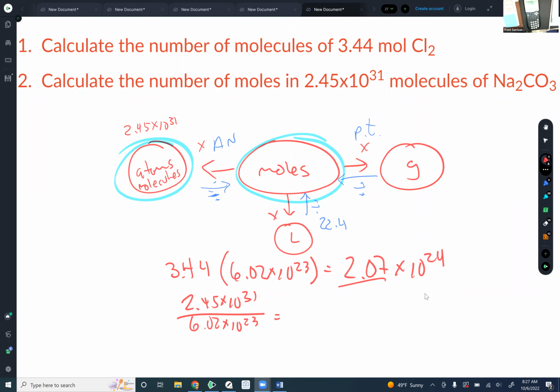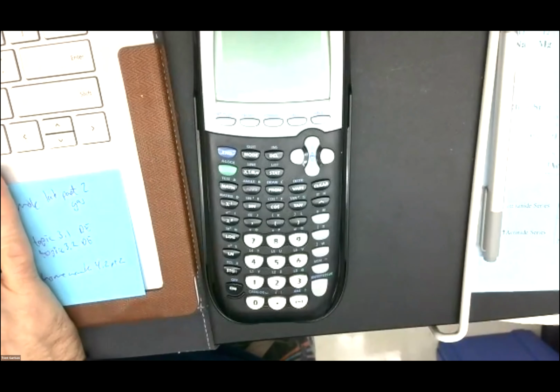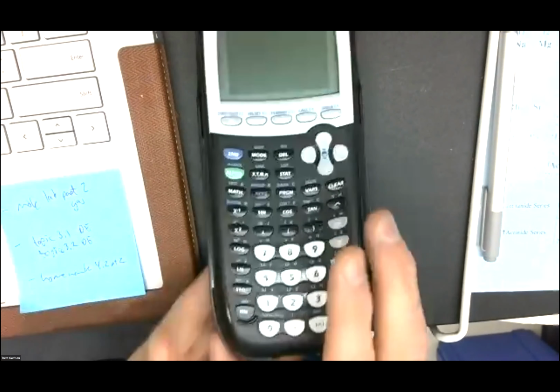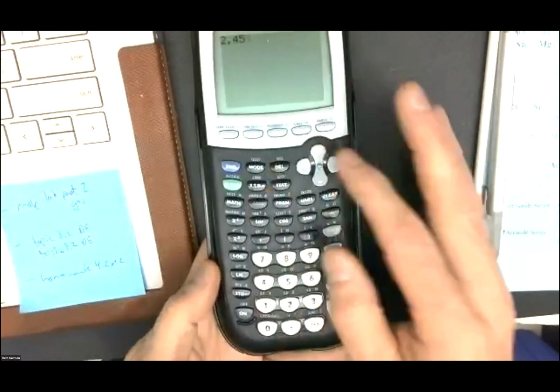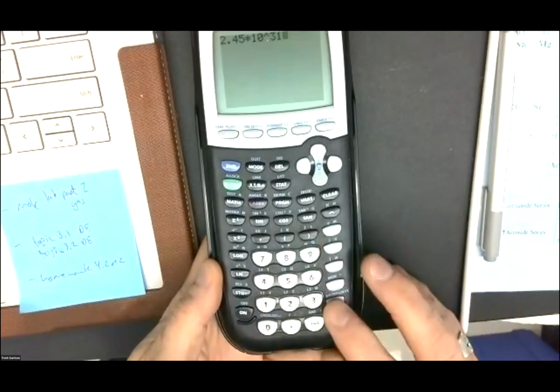That's what I did on the calculator. For this one, I went from the left side, atoms, into moles, and that's 2.45 times 10 to the 31 divided by Avogadro's number. Now I'm going to stop sharing and put this onto my calculator. I'm going to clear out my screen. 2.45 times 10 caret 31. I'm going to push enter.